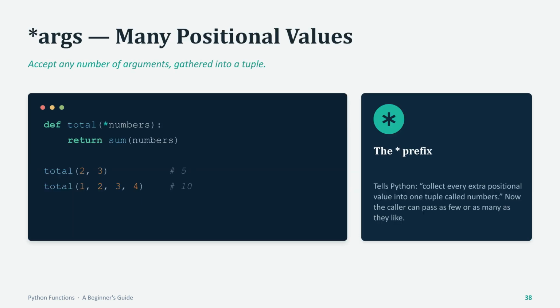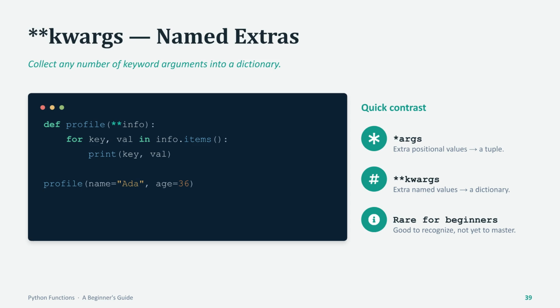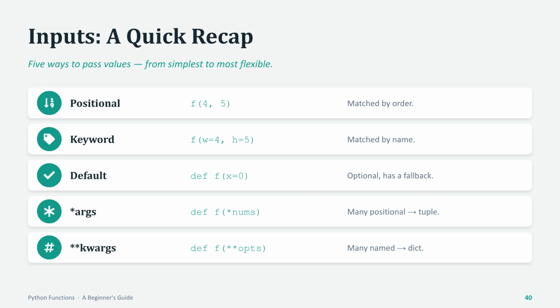For functions that need to handle an arbitrary number of positional inputs, use the *args syntax. This collects any extra arguments into a tuple for easy processing. Similarly, the **kwargs syntax collects any extra keyword arguments into a dictionary. While you might not need this as a beginner, it is excellent to recognize in more advanced code. In short, we have 5 ways to handle inputs: positional, keyword, default values, *args for many positional values, and **kwargs for many named inputs.